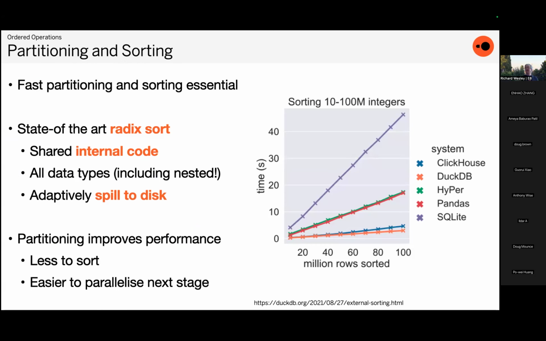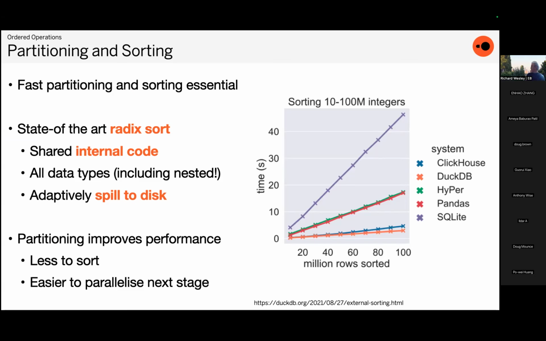So we actually have one of the best sorting algorithms on the planet. It's a radix sort that Lawrence put together a couple of years ago, and he's not done. He's making it even better. And like all good database systems, this isn't just off in a corner in the order operator. It's generally available to the system, and I use it in a couple of my operators as well. And it does all of this great stuff like spilling to disk.